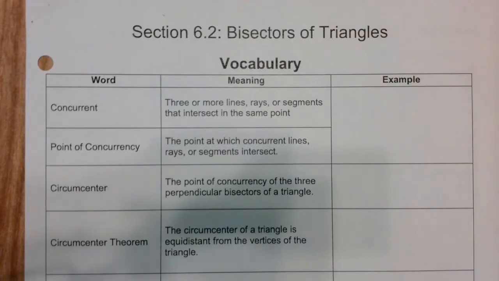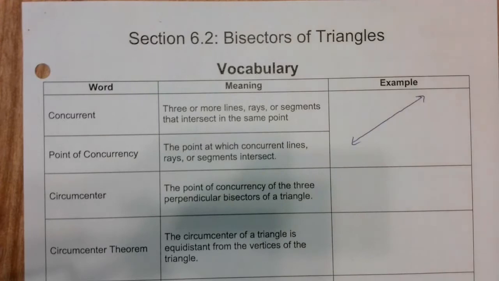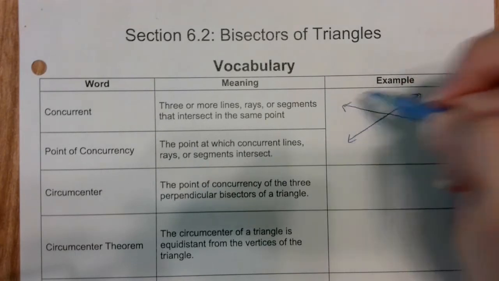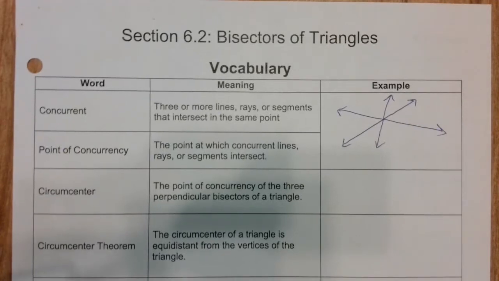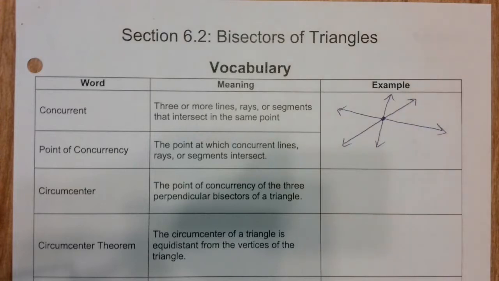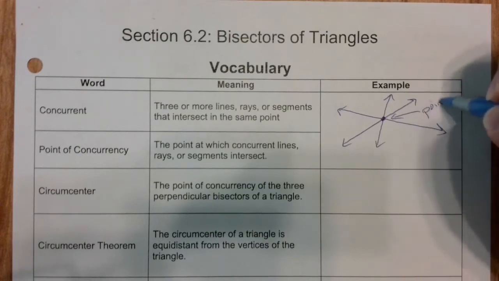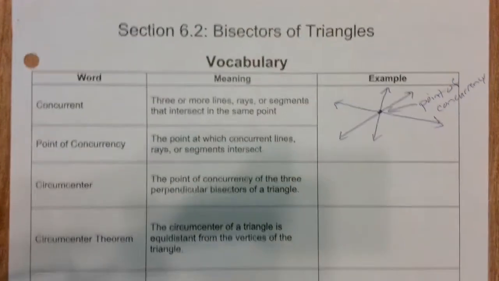So the first word is concurrent. And concurrent is when things are happening at the same time. So it's used outside of math class, but maybe we'll just do 3 lines here. All 3 lines exist in one place at one moment, and that place is right here. It's where they cross. It's where they intersect. And the place where they intersect is called the point of concurrency. So concurrent just means they cross. The point of concurrency is the point where they cross.